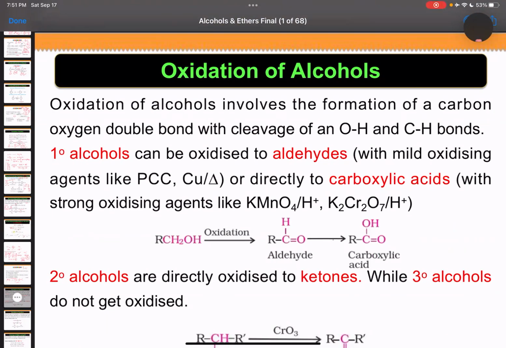First of all, what is oxidation? Removal of hydrogen, right? Or addition of oxygen, that we know. If you oxidize a primary alcohol, what functional groups can form upon oxidation? Aldehyde and carboxylic acid. When will you end up with an aldehyde, and when with a carboxylic acid?